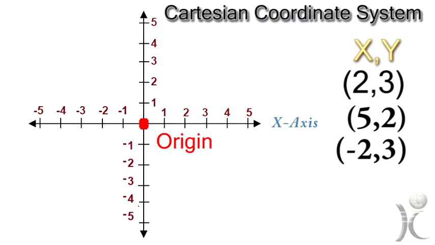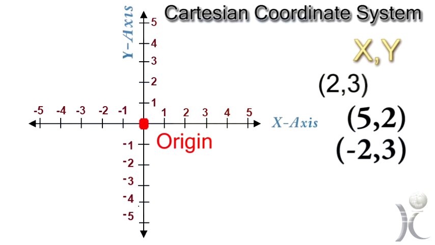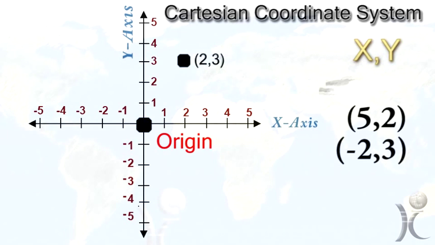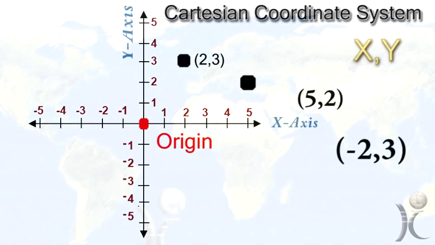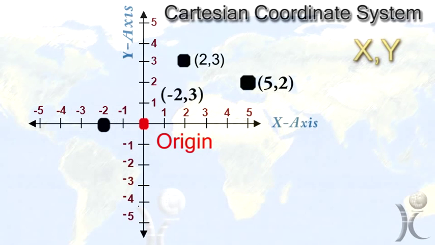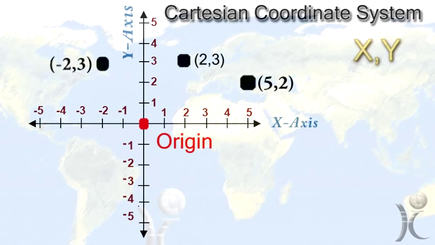The second number in each of our points represents the y-coordinate. In other words, how far we move up or down from the origin. For our first point of (2, 3), we move 2 units to the right on the x-axis and 3 units up on the y-axis. For the second point, we move 5 units right of the origin and 2 units up from the origin. For our last point, we move 2 units to the left of the origin along the x-axis and 3 units up on the y-axis from the origin.